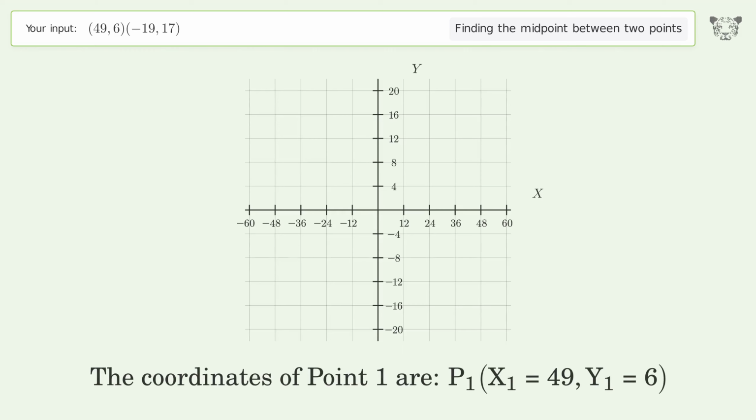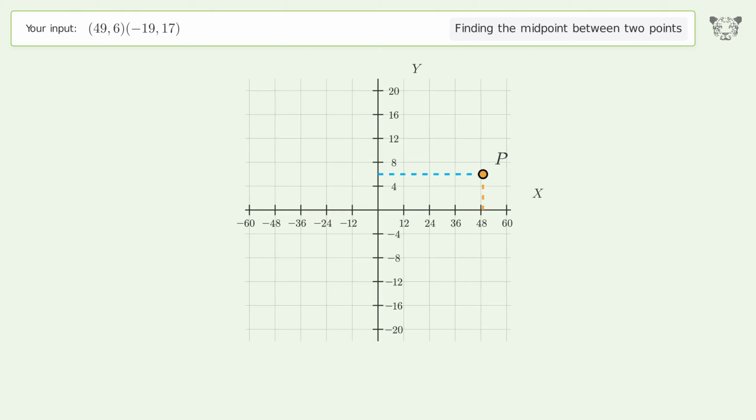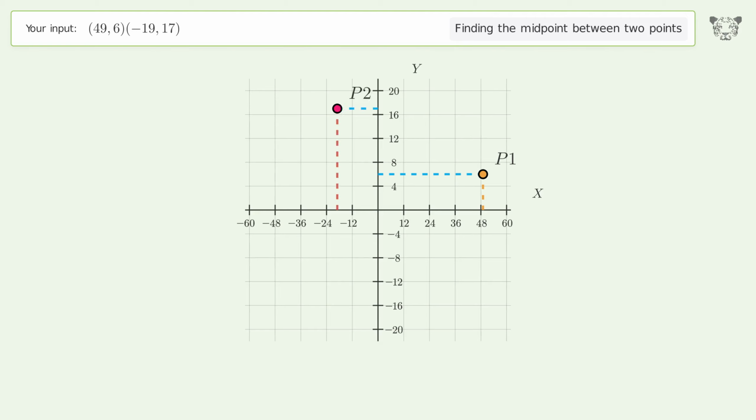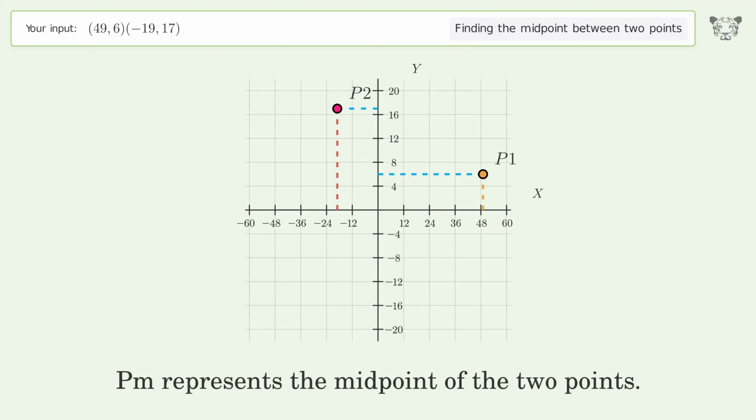The coordinates of point 1 are x1 equals 49, y1 equals 6. The coordinates of point 2 are x2 equals negative 19, y2 equals 17. PM represents the midpoint of the 2 points.